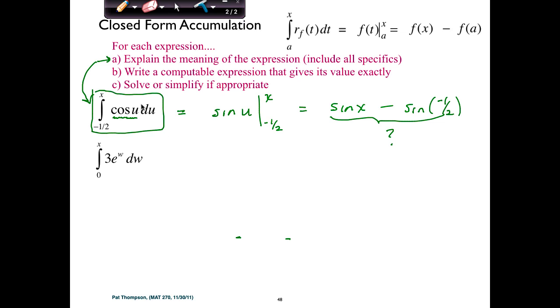Yes, sir. From negative 1/2 to x, it gives the accumulated value of cosine u from negative 1/2 to x. Okay, so does it give the accumulated value of cosine u from negative 1/2 to x? Agree with that? Are we accumulating cosine u?